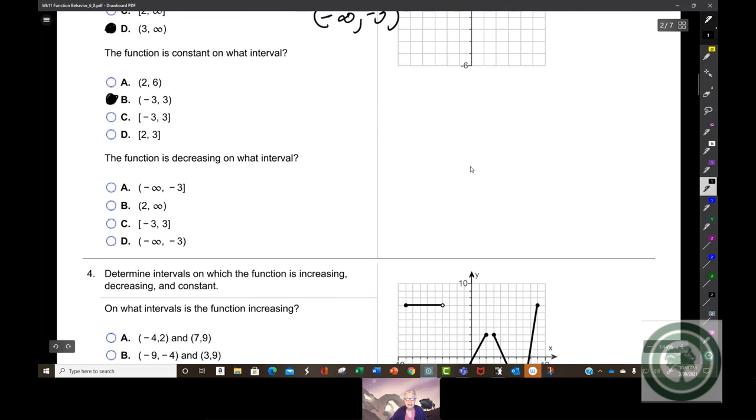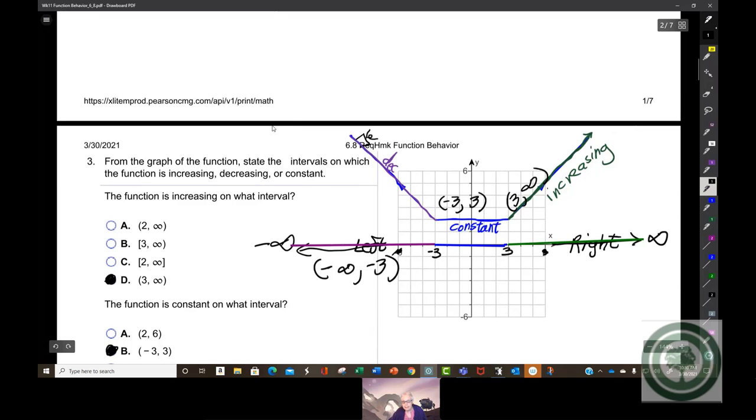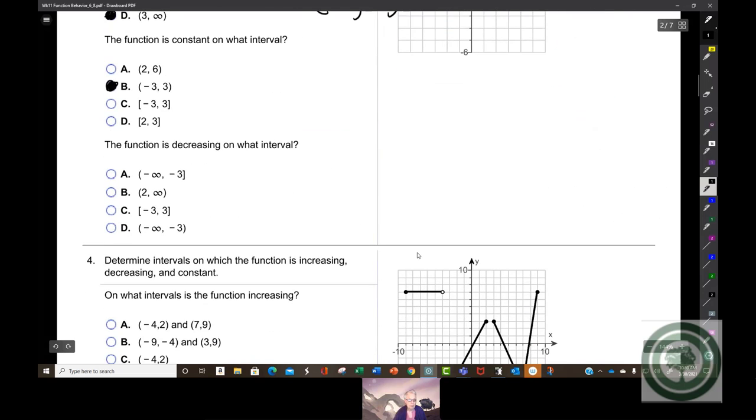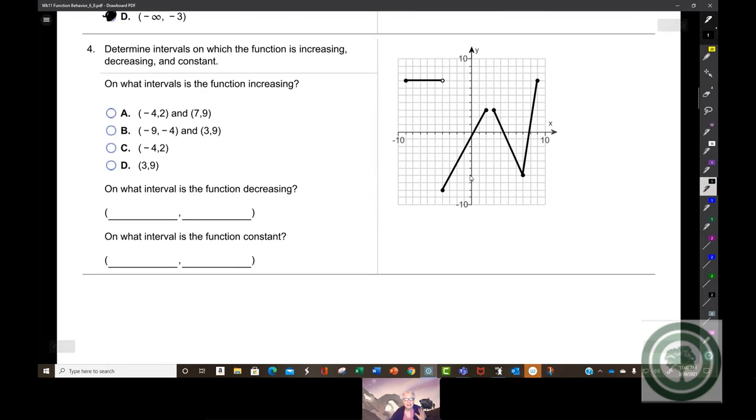And finally, the function is decreasing on negative infinity to negative 3. Negative infinity out here to negative 3. Right here. Again, you're going to want to put a bracket there, but don't do it. Do this. Okay. Okay, I love this stuff. You know, it's like a puzzle. Okay, now this is designed to confuse you. So you have to make sure you don't panic.